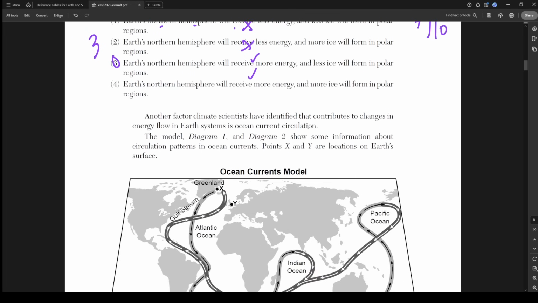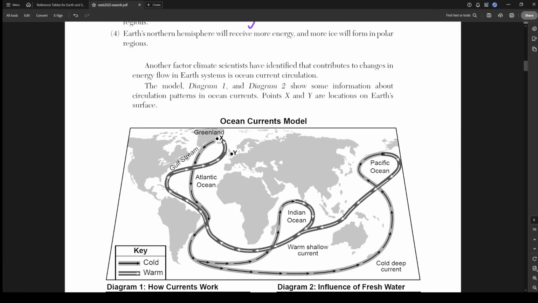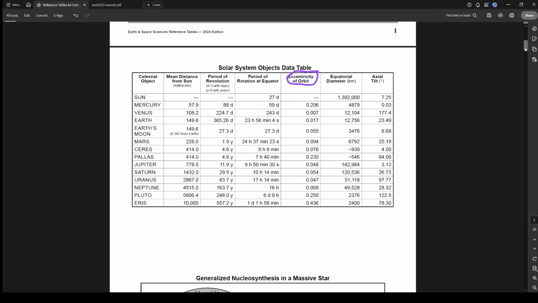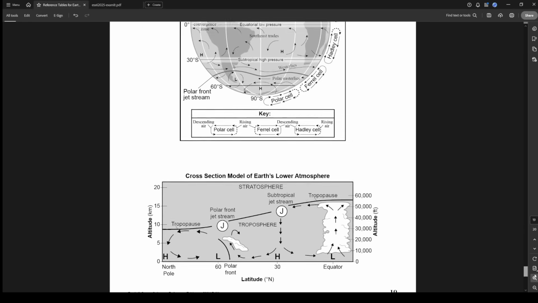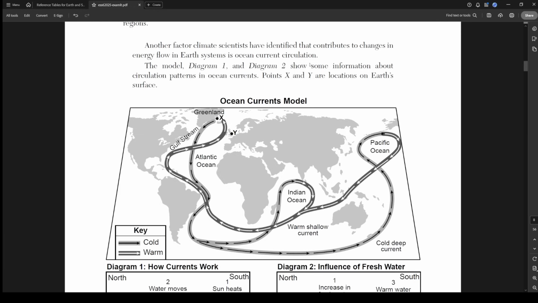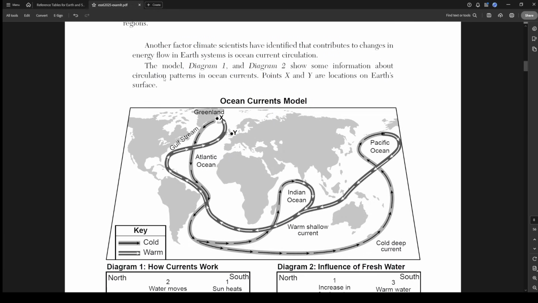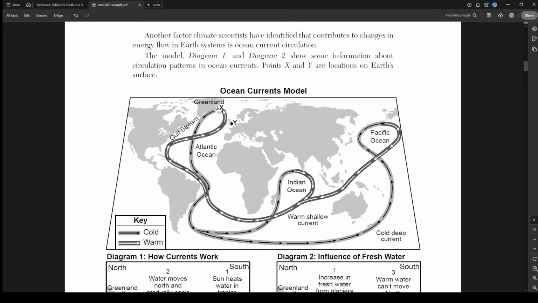Another factor climate scientists have identified that contributes to changes in energy flow in Earth's system is ocean current circulation. Okay, here's the ocean currents. And remember, we do have a page on this, right? So what you want to try to do is, hopefully, when you see a topic, it should trigger, oh, there's a diagram on this topic on the reference table, hopefully. The model diagrams 1 and 2 show some information about circulation patterns in the currents. Points X and Y are locations on Earth's surface. Okay, so we're over here, X and Y.